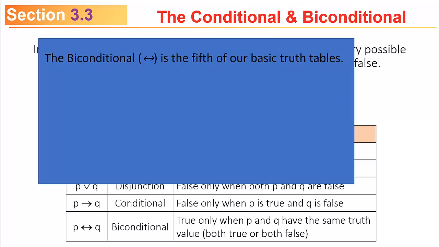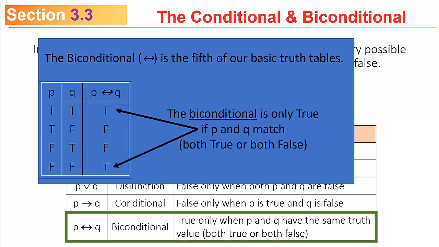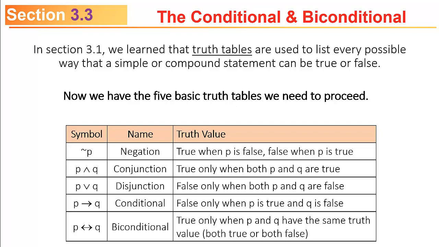The biconditional is only true when P and Q have the same truth values. In other words, they're both true or they're both false. So if you look at the truth table for the biconditional, it's only true if you get P true, Q true, or if you get P false, Q false. Otherwise, it's false. That gives us all 5 of our basic truth tables.